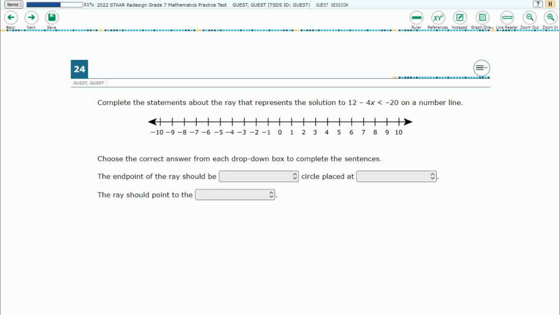All right, so we actually need to do two things. First, we need to represent the solution to this inequality. Then we've got to put it on a number line. And you notice we've got three different missing parts of these sentences. And so you need to pick one for each.